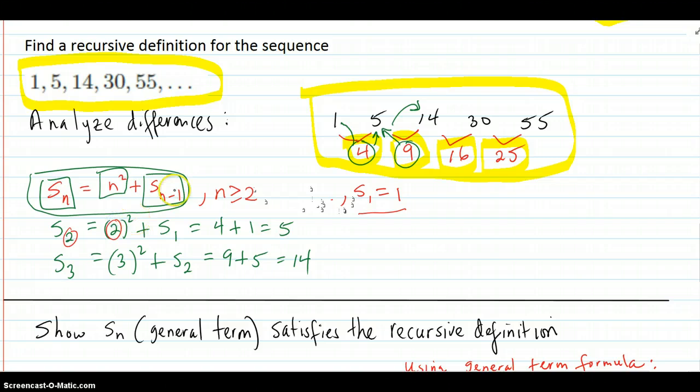So you have S2 is equal to 2 squared, because you're on the 2 squared, plus the previous, which is S1. So that's 4 plus S1 is 1, so you get the 5. So that checks out. Then S3, that's n equals 3. It's 3 squared, n squared, plus S sub 2, which is the previous term, and that's 9, plus the previous term is 5, gets you to 14, so that's working.